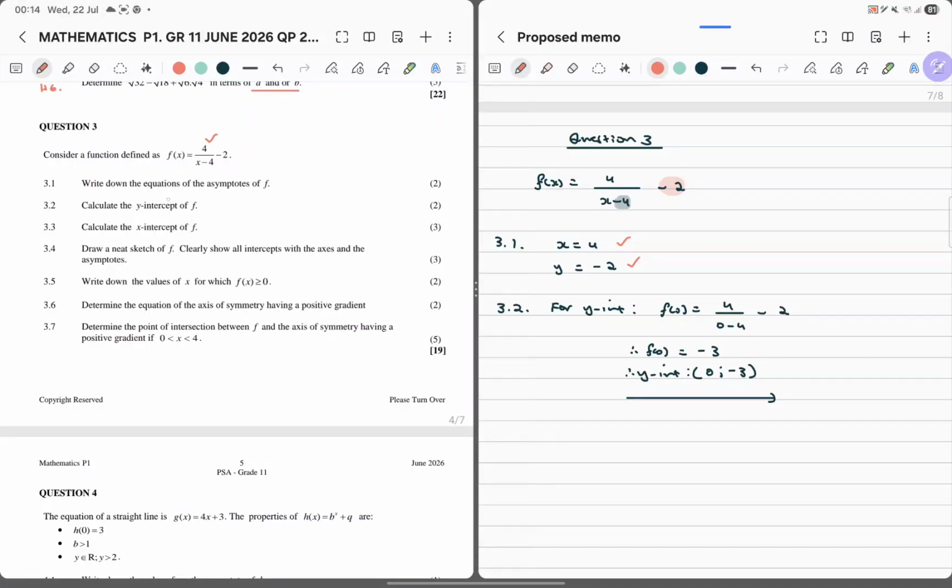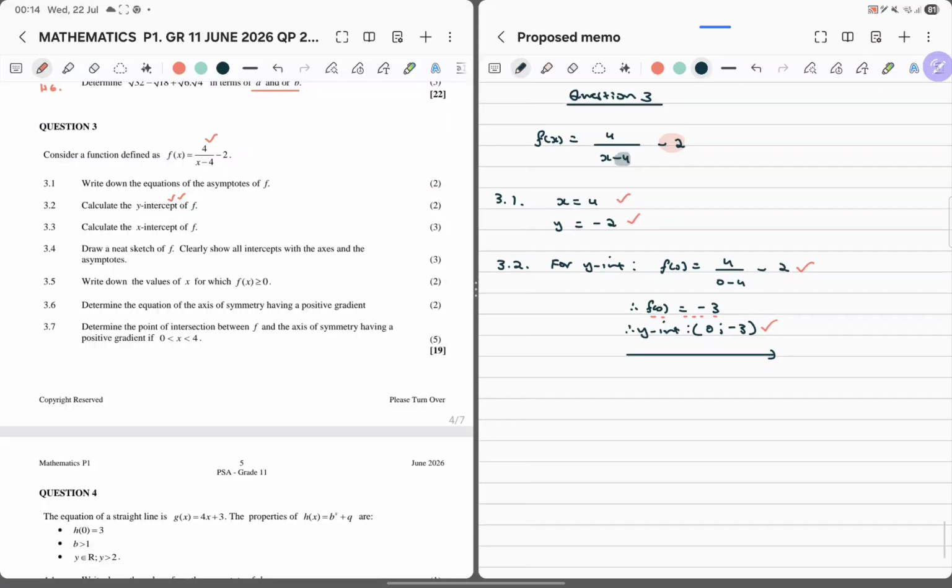Remember, a y-intercept, guys, is the point. So we need to do it in the ordered pair. You will be punished for not doing it. It's not the y value, it's a point with both x and y. If you just do this here, you will lose the last mark, okay? And don't say I didn't warn you.